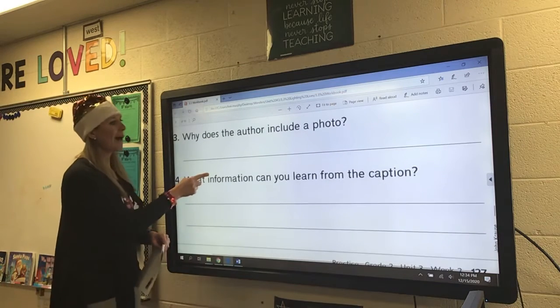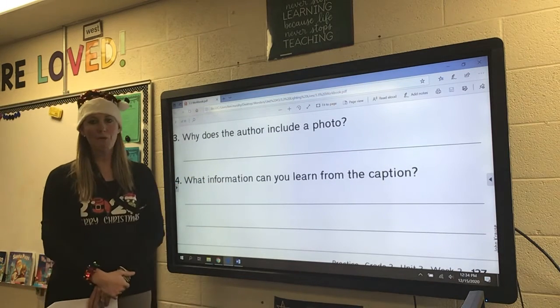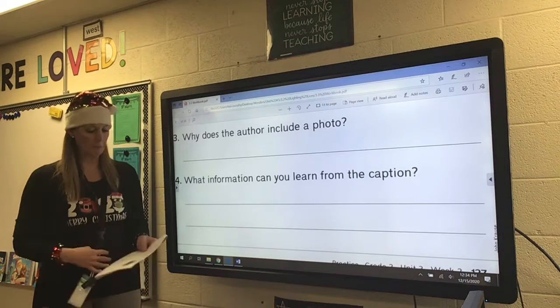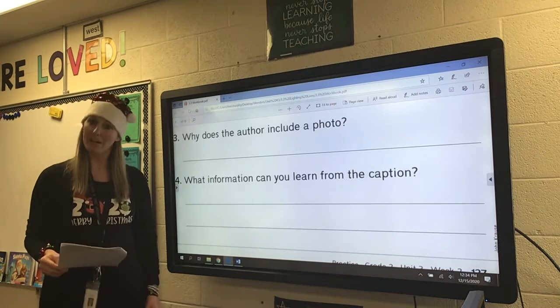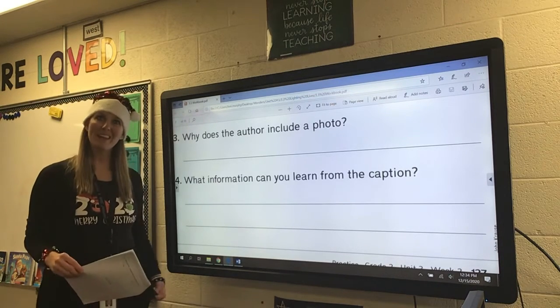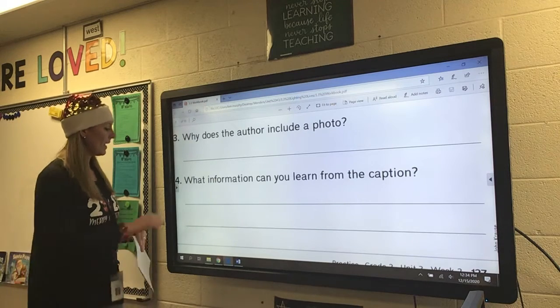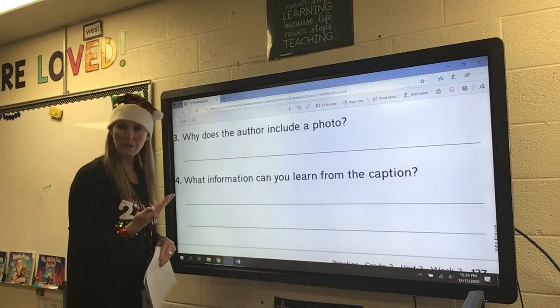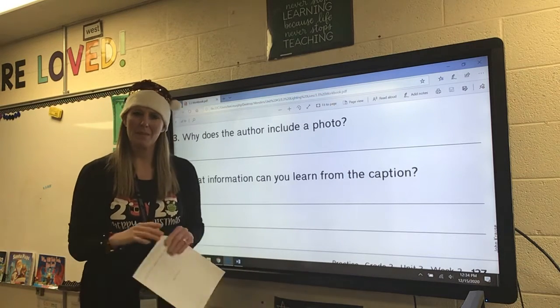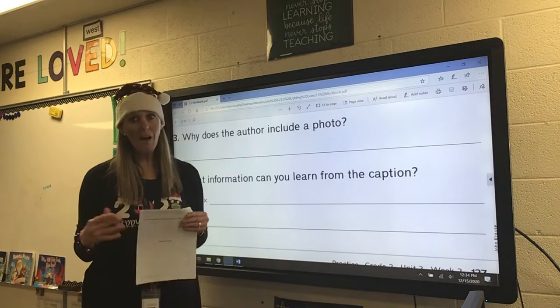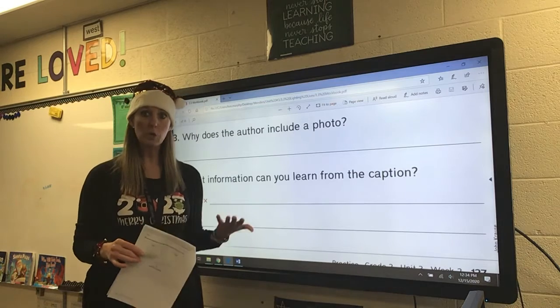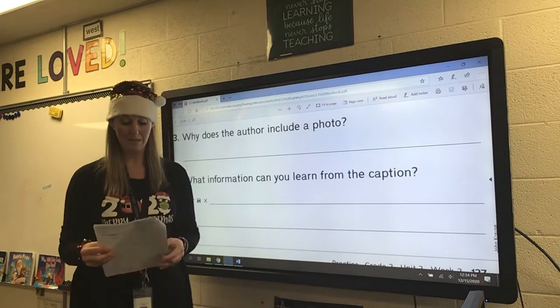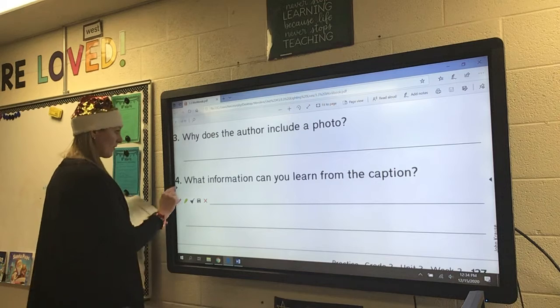Number 3, it says, why does the author include a photo? So why does the author put a photo of Sarah? Why do you think that is? What is the author wanting to show us? I want you to think for a moment. Why did the author do that? Well, the author wanted to show us who Sarah Krause is. So the author we'll start with.